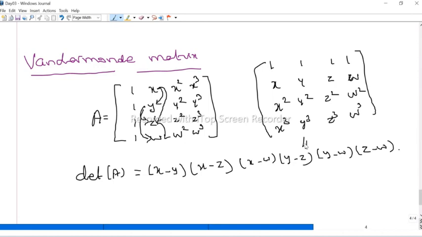So it's a very important matrix, and this is a very important formula. Just fix one and then subtract the others.